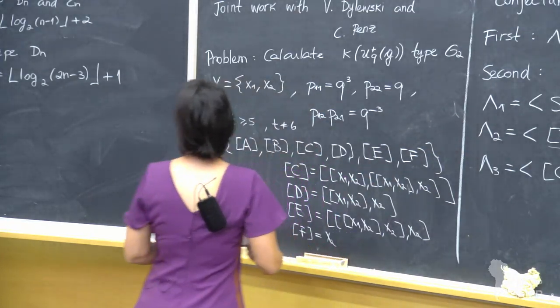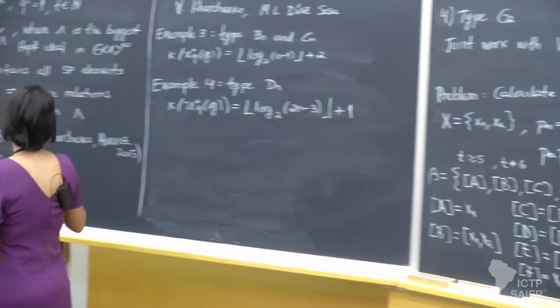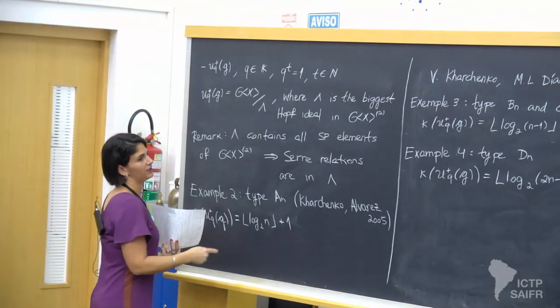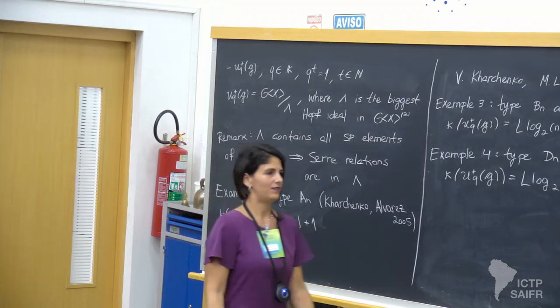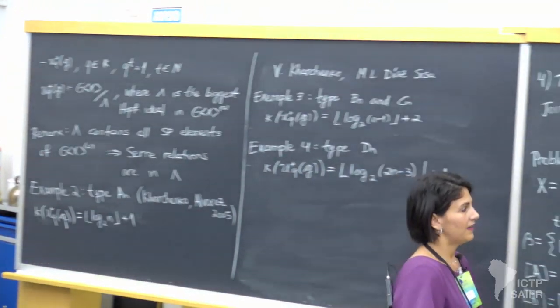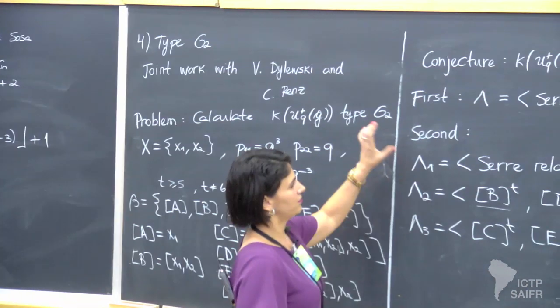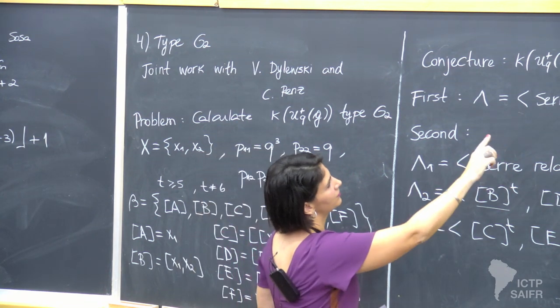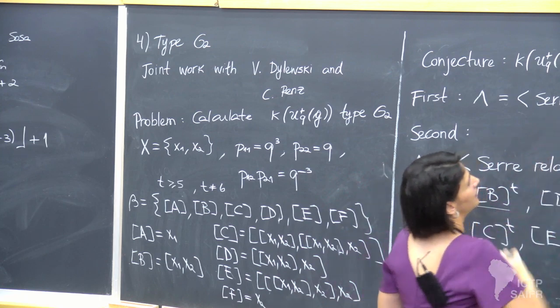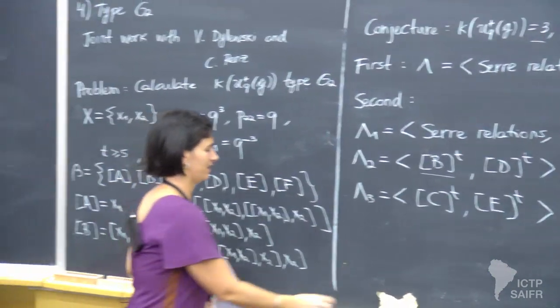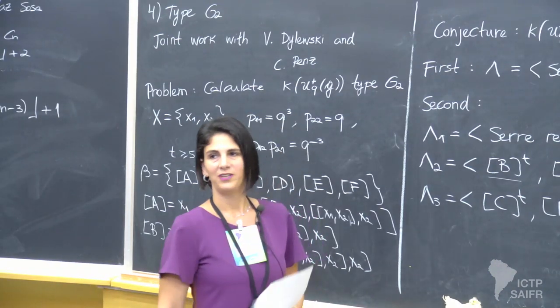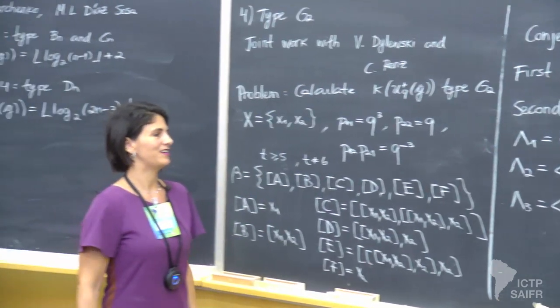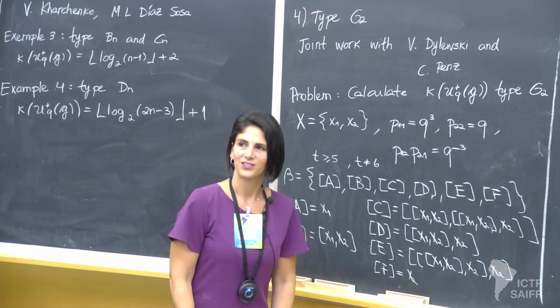Why? Because we know for the other examples that they don't depend on T. So we think in this case it won't depend on T also. And we also did a few calculations for T6. So we are very sure that the result is true. It's true. But still not done yet. We're still working, and hopefully next year it will be ready. Thank you very much.